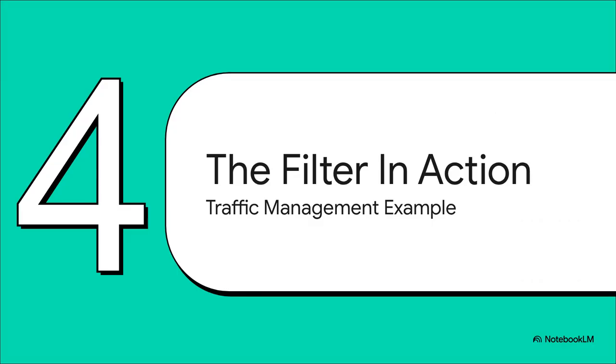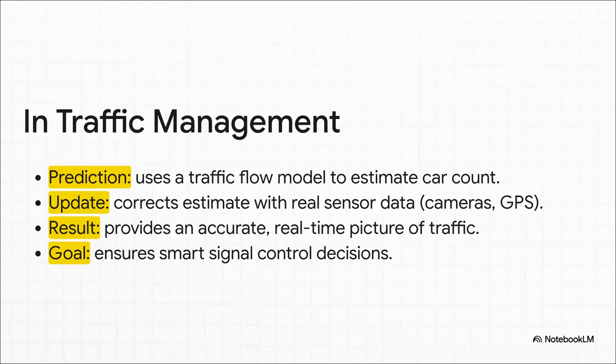So let's zoom back out and see how this entire predict and update dance actually works in our traffic management system. In this scenario, the prediction step uses a traffic model to guess how many cars are on a road. The update step then takes readings from real sensors, like cameras or those loops in the pavement, and uses the Kalman gain to intelligently merge that real data with the prediction. The end result is a smooth, accurate, real-time picture of traffic conditions, which is absolutely essential for making smart decisions about when to change the lights.